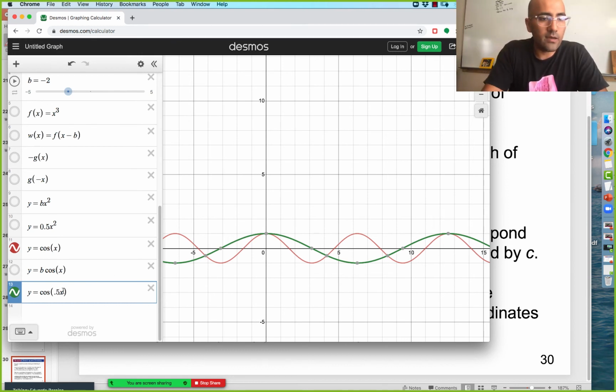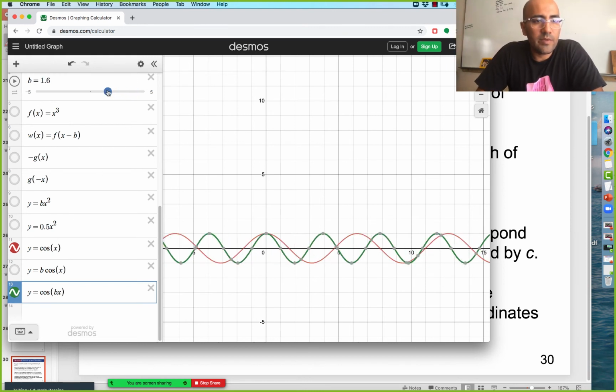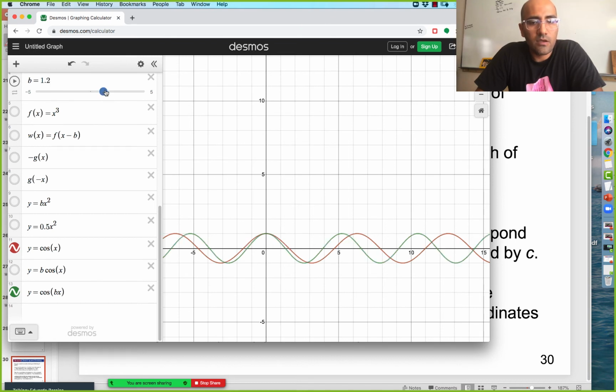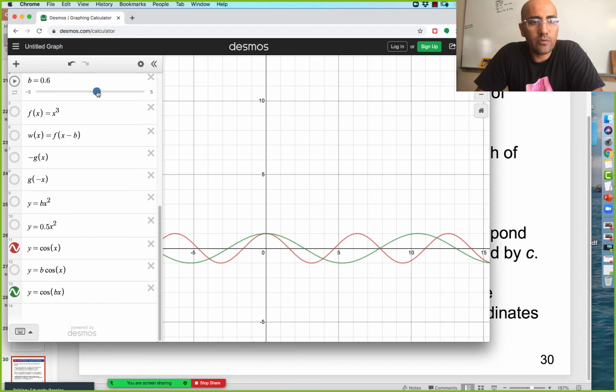Okay, so if we just multiply by some random value b, when b is equal to 1, we get the exact same one. As b becomes bigger, right, this constant we're multiplying, as it becomes bigger, we see a horizontal compression, right? It goes through its period faster. It oscillates faster in the same space. As we plug in values that are between 0 and 1, it stretches it out.